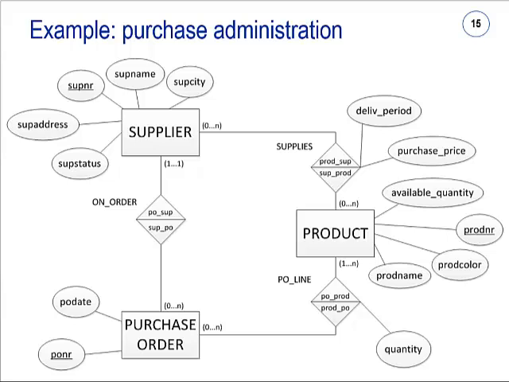Likewise, if you look at the relationship type between product and purchase order, this relationship type also has a name, which is called purchase order line.